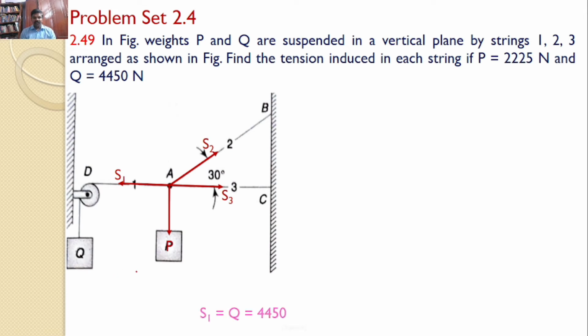Now, if you consider the pulley and draw the free body diagram here, the force Q acts in the downward direction, and the string force is S1, because this entire thing is only one string. So if you consider the free body diagram up to this point, the force in string S1 is equal to Q. The same S1 will be maintained here also. Here you can say S1 is equal to Q, so S1 is equal to Q is equal to 4450.